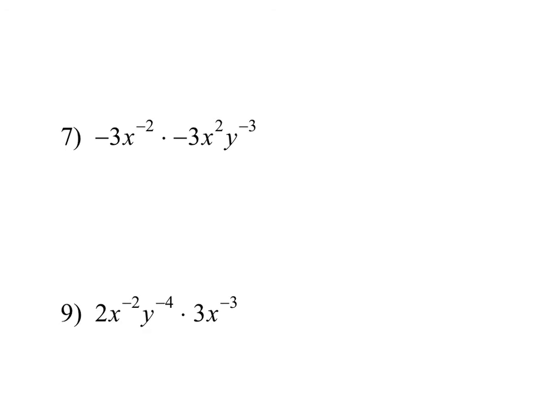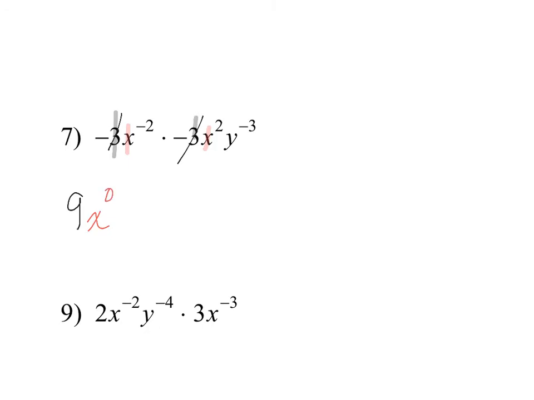We're going to look at coefficients first. We're going to have negative 3 times negative 3. That's going to give me positive 9. Let me use those so I can cross them out. I'm going to go to my next base, which is my x. So as I'm doing this here, I'm going to write my x base down because I'm going to keep it, and then I'm going to add negative 2 and positive 2. Now, negative 2 plus positive 2 gives me 0. So now I have x to the 0 power.